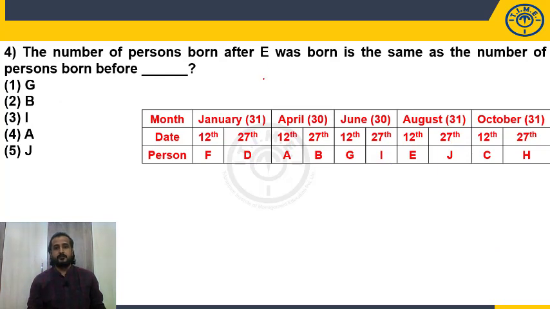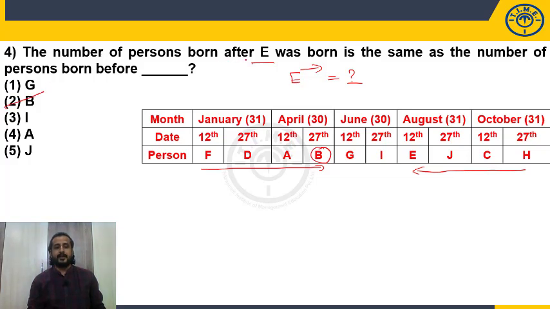The number of persons born after E was born is the same as the number of persons born before. So after E, it means corresponding positions I need to take. Right, corresponding position to E. E is fourth from the last. So I need to find out the person fourth from the first. Who is fourth from the first? B. So my answer is B. Choice 2.